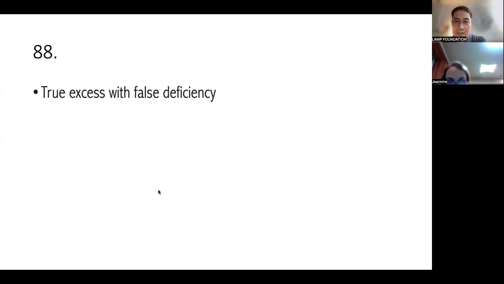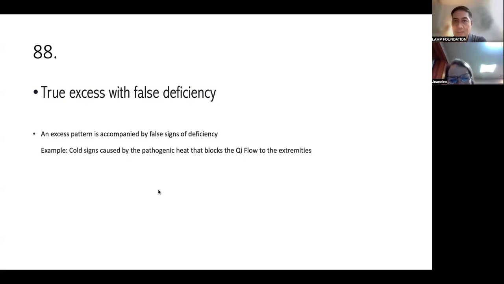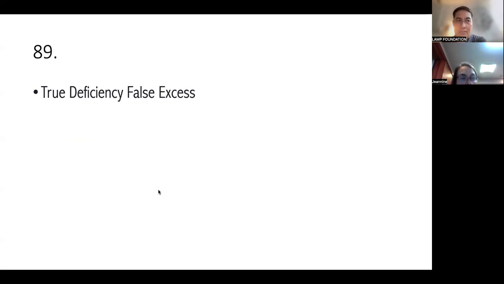True excess with false deficiency. An excess pattern is accompanied by false sign of deficiency. Example, false sign caused by the pathogenic heat. Okay, the black, the cheap low. Yes. So it's actually secondary, di ba? Oo. Binlock niya yung chi flow sa extremity. So nag-cold. And it takes a very good mind to discover this. Next, true deficiency, false excess.